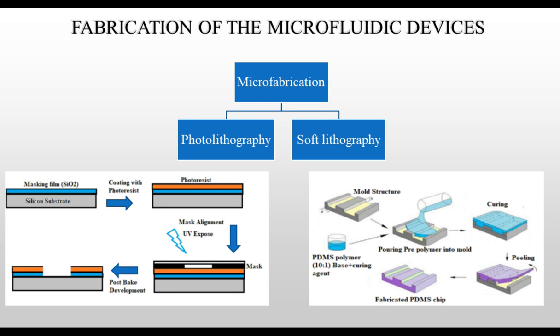Once PDMS solidifies, it is peeled off, and the design gets replicated on PDMS. In case of soft lithography, the mold is first prepared, and then PDMS is added into the mold and cured. PDMS is a room temperature vulcanizing rubber which solidifies when mixed with curing agent, and this process can be accelerated by applying heat. So after curing, the PDMS is peeled, and we are left with the designed pattern on the PDMS.